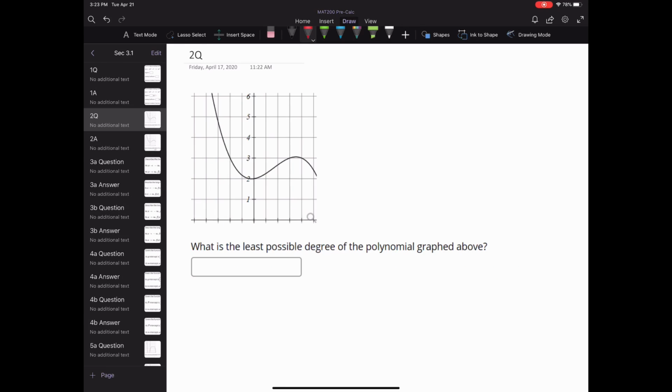Let's look at this one. What is the least possible degree? Like when you're writing that equation, a_n x^n plus a_(n-1) x^(n-1), plus a_(n-2) x^(n-2), and so on, we want to know what is the smallest possible degree that this polynomial could be.